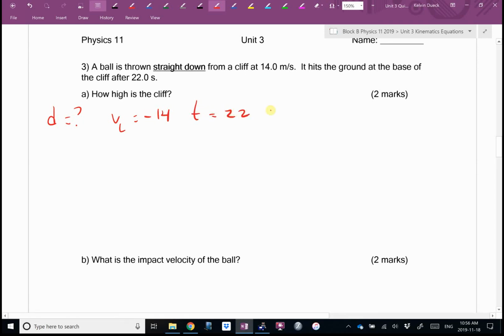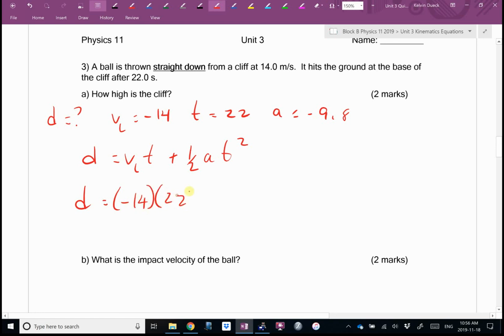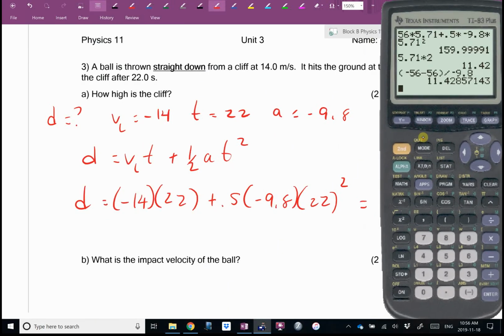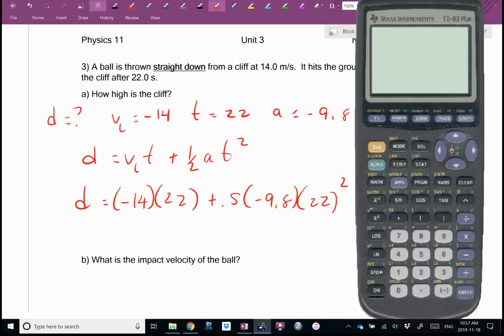T is 22. A is negative 9.8. So I'm going to use D equals VIT plus a half AT squared. It's going to be negative 14 times 22 plus 0.5 times negative 9.8 times 22 squared. And I can type this all in one fell swoop because I've listened to Mr. Dueck and gotten a half-decent calculator. Negative 14 times 22, plus 0.5 times negative 9.8 times 22 squared. Do you get negative 2,680? Negative 2679.6?